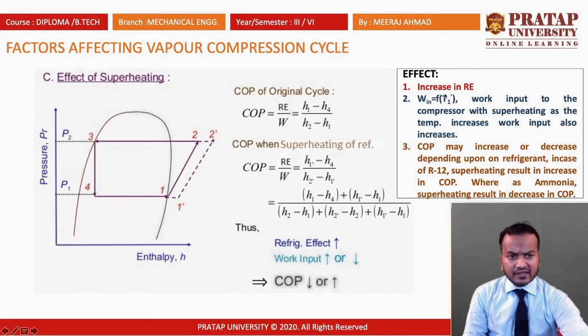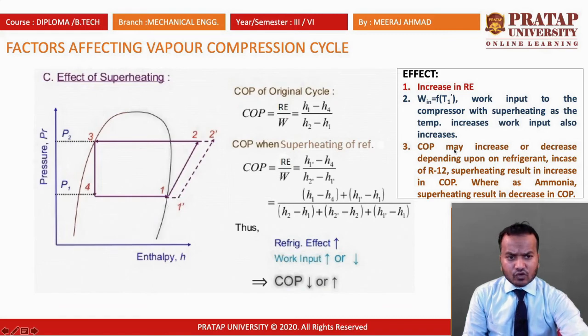So with an increase in the superheating of the refrigerant before it enters the compressor, the refrigerant effect should increase. Then the work input should be a function of the temperature. The work input to the compressor with superheating: as the temperature increases, the work input also increases. So the work input should be a function of the temperature T1. So the T1 should be larger and the work should be larger.